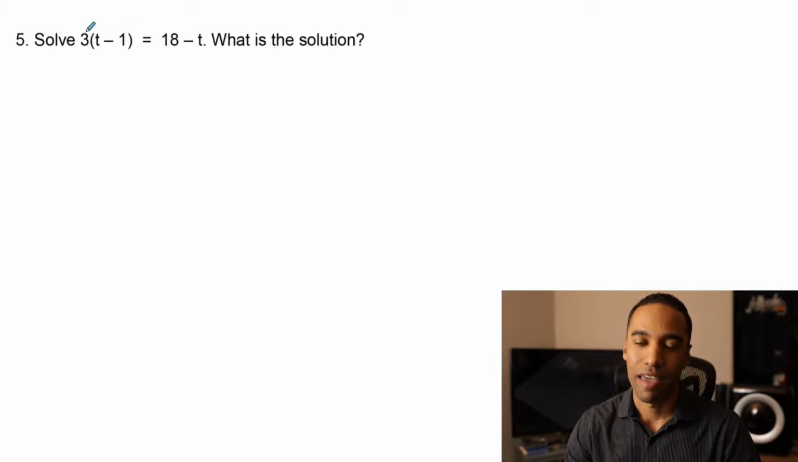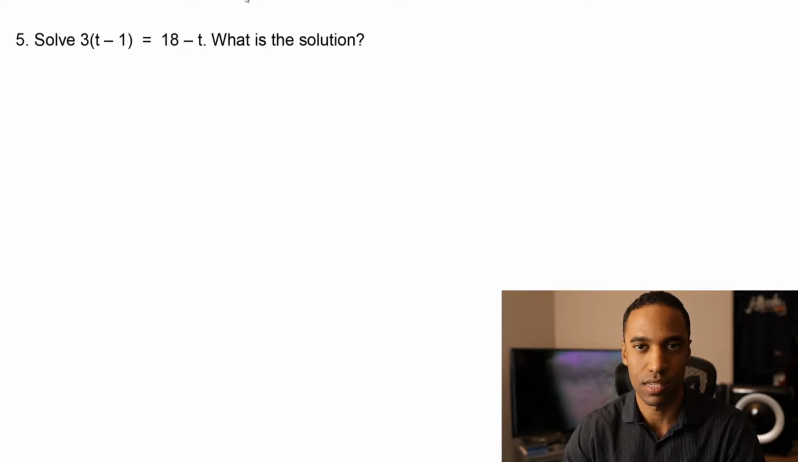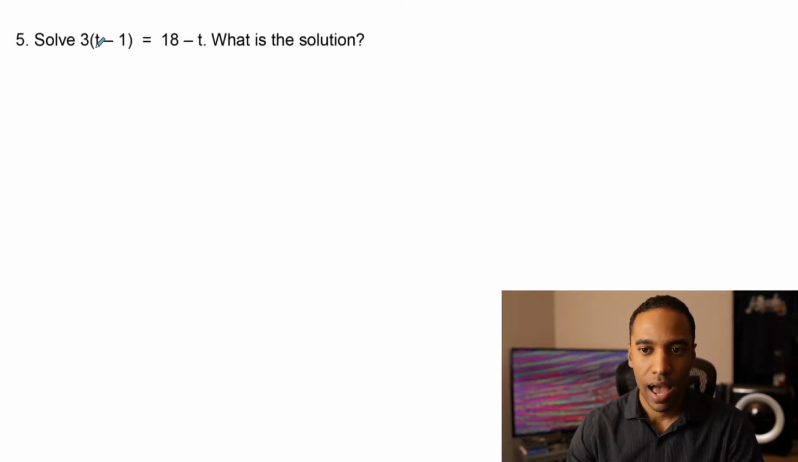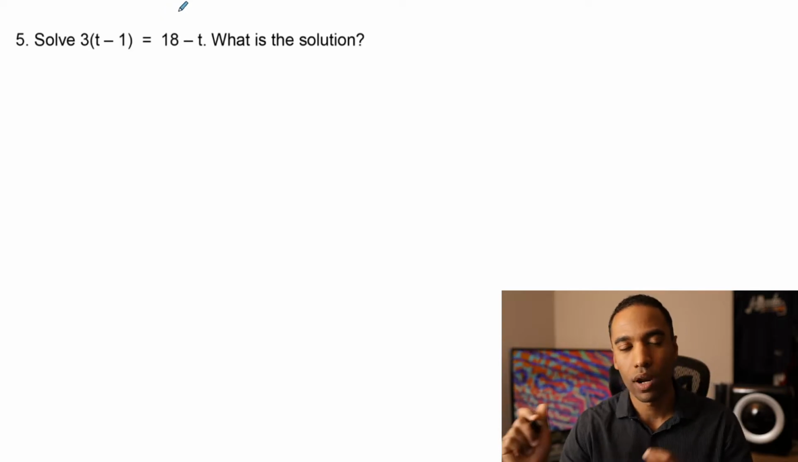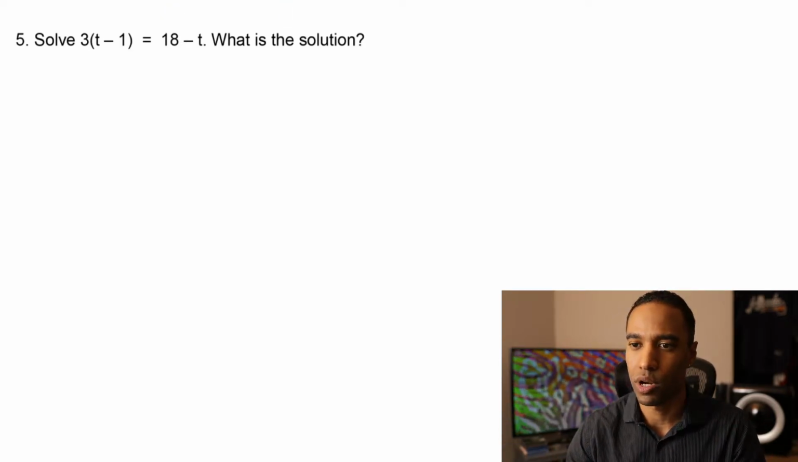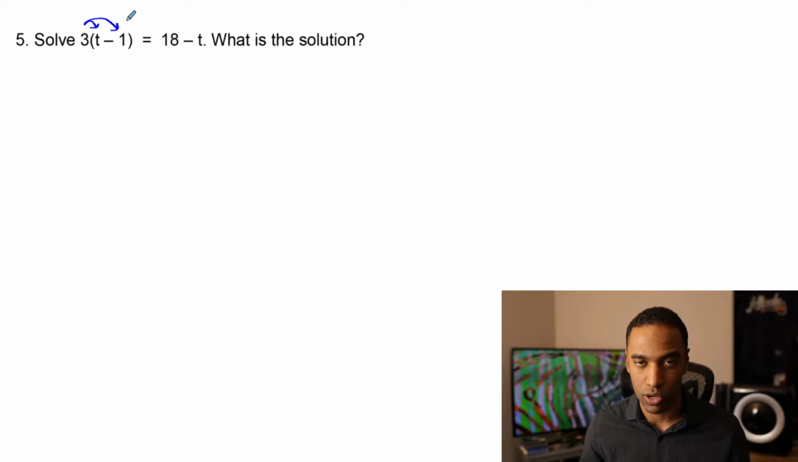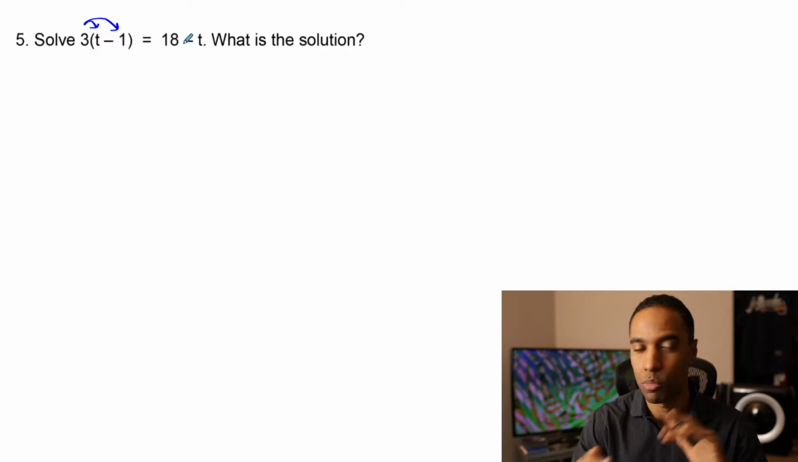All right, number 5, solve 3 times the quantity t minus 1 equals 18 minus t. What is the solution? Notice you have the t variable, that's what we're solving for this time. You have it on both sides of the equation, and one's inside a quantity here. What I mentioned on number 3 was, let's simplify both sides of this equation first. Let's make sure that everything is taken care of on opposite sides of the equal sign, and then we can start moving pieces over.